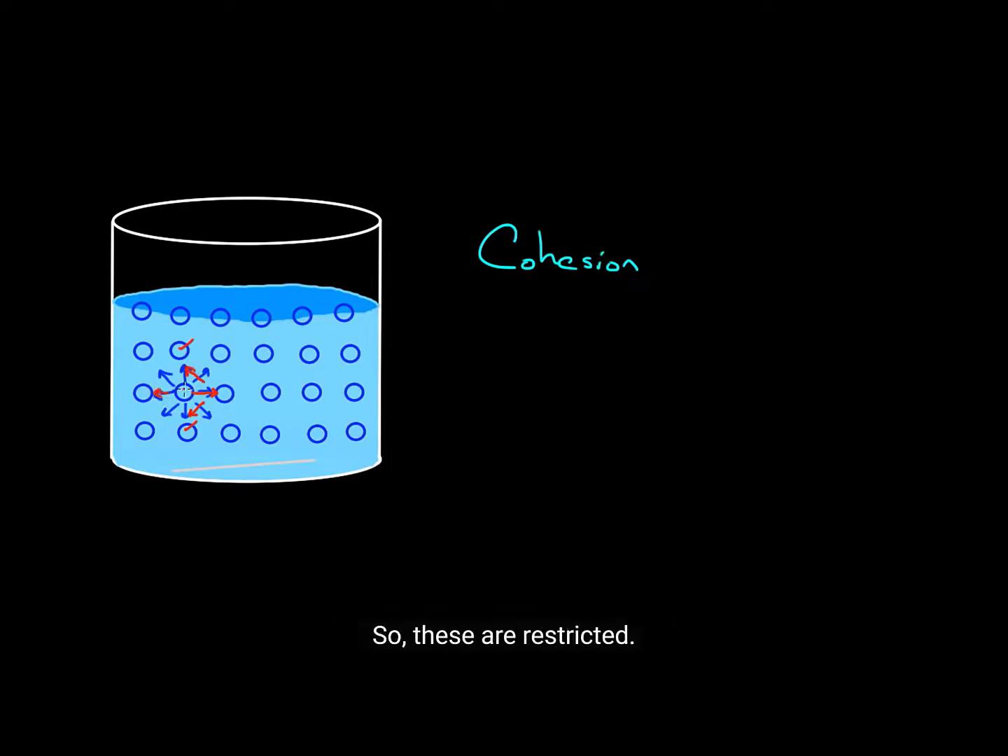So these are restricted. These molecules here in the bulk of the liquid have too many other water molecules around them dictating where they need to be, because if they tried to get displaced, it'd pull them back to that position. However, at the surface, there's no water molecules above them. These are freer. They're less restricted.